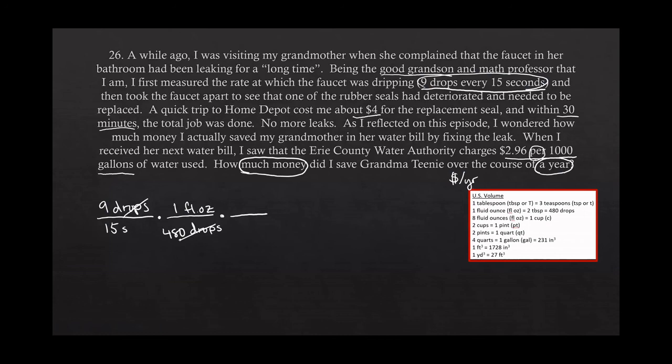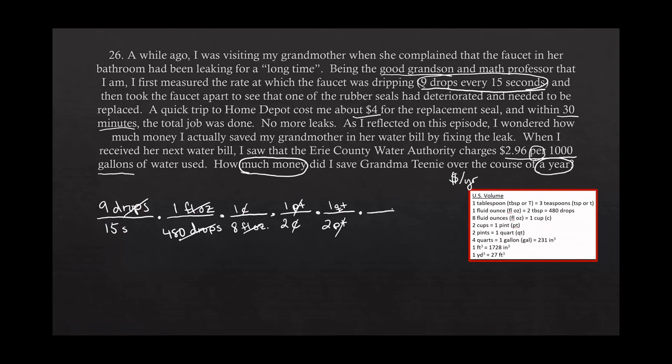And then we're just going to follow that volume along, right? So we know that 8 fluid ounces are in a cup. So we're going to put the 8 fluid ounces in the bottom so that my fluid ounces can cancel. 1 cup in the top. And then we know that 2 cups is equal to 1 pint. 2 cups goes in the bottom, so my cups can cancel. 1 pint in the top. We're getting there. We know that 2 pints is equal to a quart. 2 pints goes in the bottom again, so my pints can cancel. 1 quart in the top.